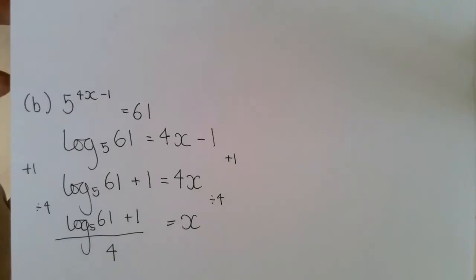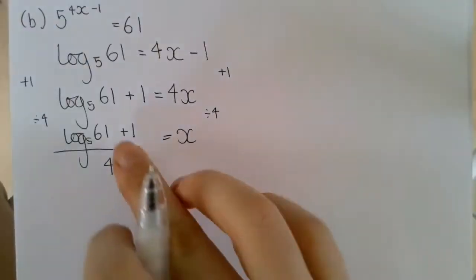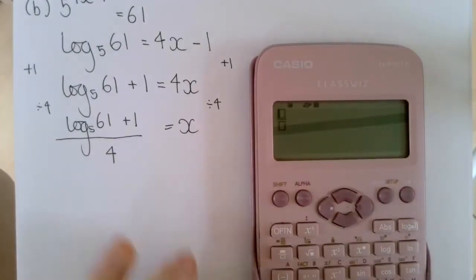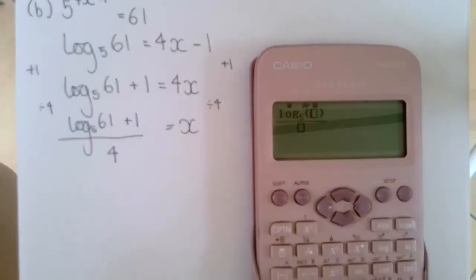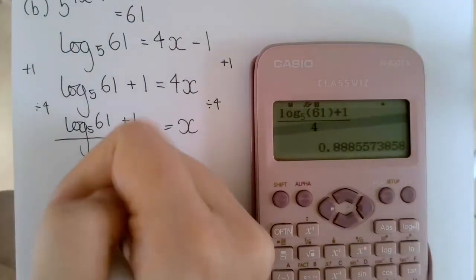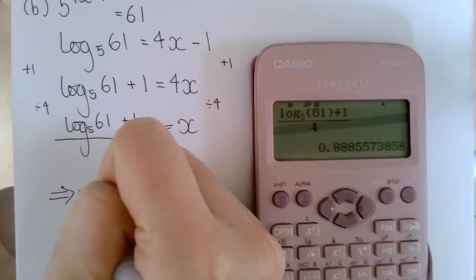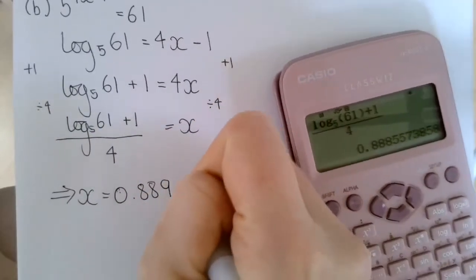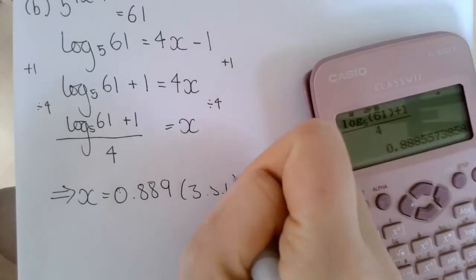And now I can just type in this side of the equation into my calculator. So we've got log base 5 of 61 plus 1, over 4, and we get that x is equal to 0.889 to three significant figures.